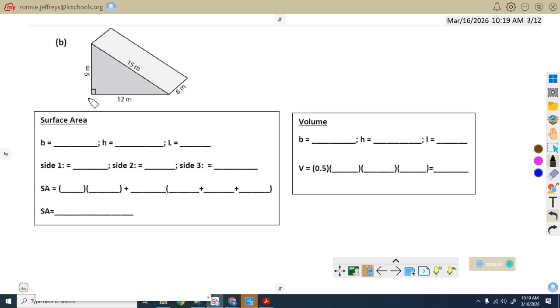Alright, now, which would be our base and which would be our height, and does it really matter? No. Okay. We can say this is our base. We can say this is our height.